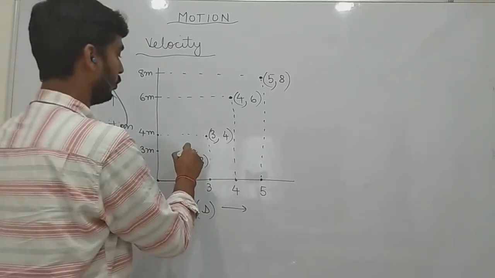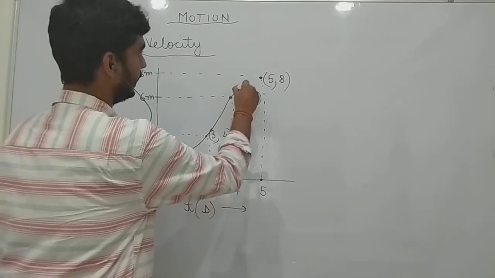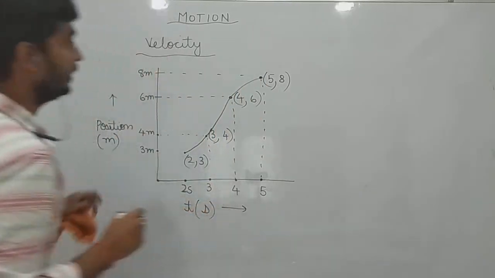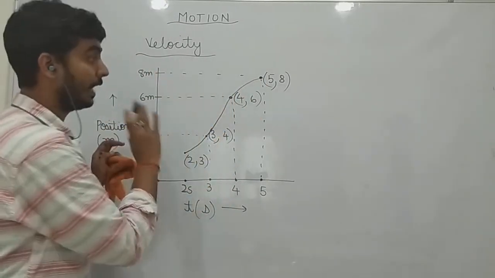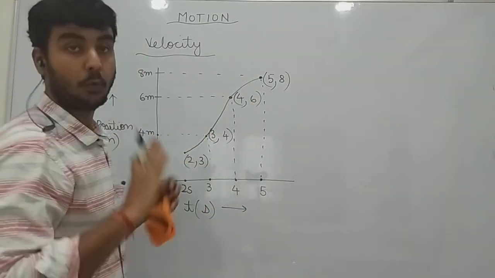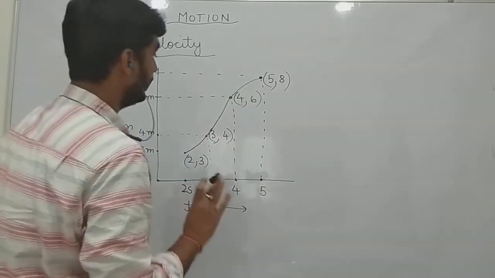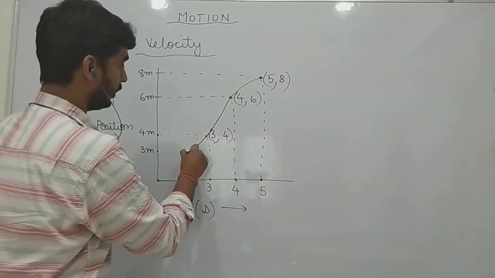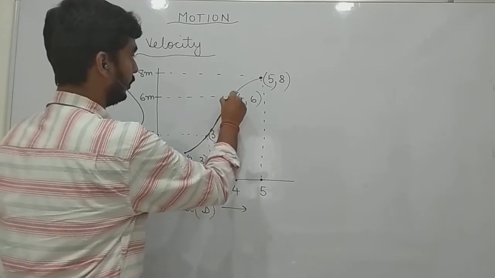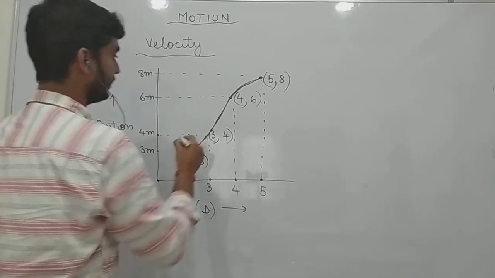Now if you join all these points, it need not be a straight line. I'm not drawing this graph on any scale, so I don't know the exact shape. I'm just drawing a rough diagram. So this is what a position time graph will look like.